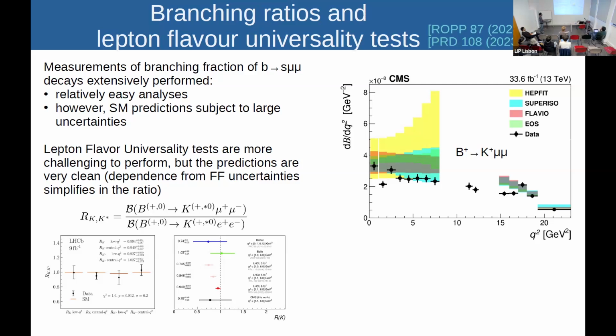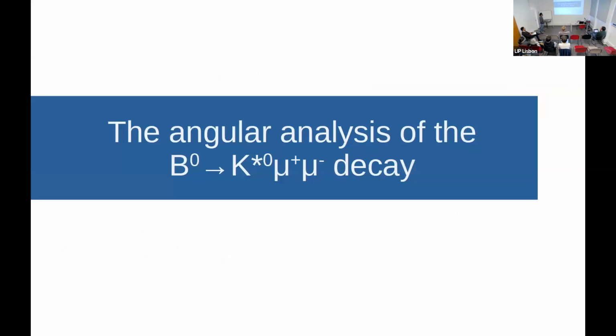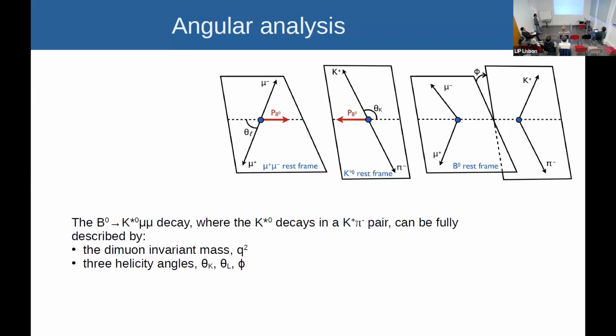But let's say it's still very interesting. And you can see here the most recent measurements from LHCb and the last one from CMS that show that there is a good consistency with a ratio of 1, that is what the standard model predicts. So let's come to the analysis of the day.